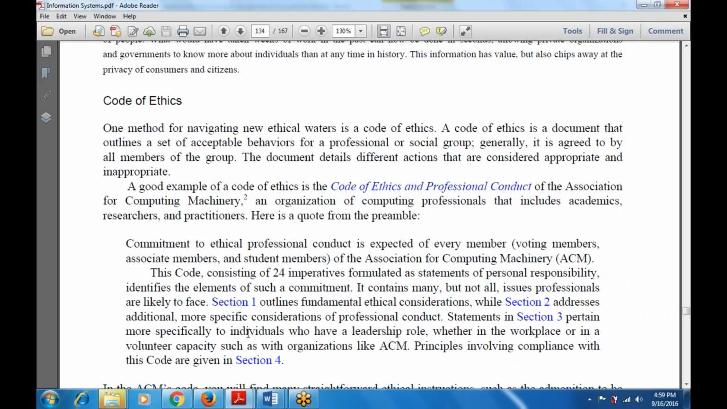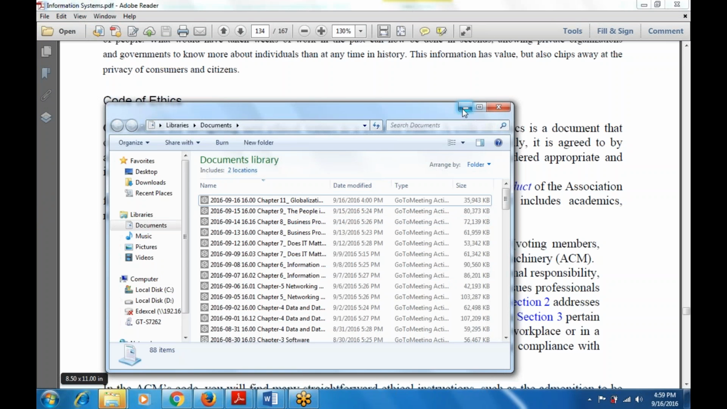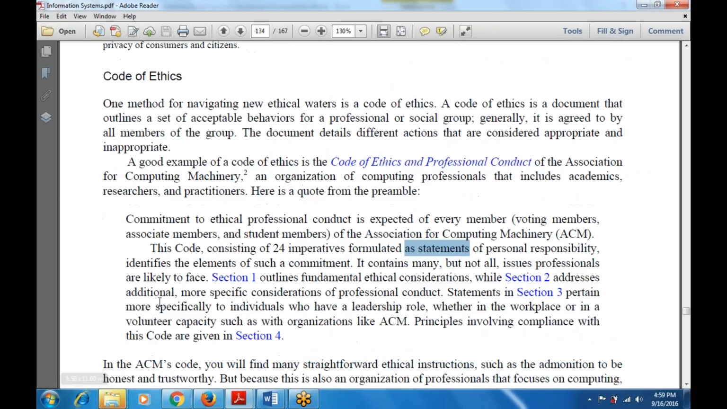This code consists of 24 imperatives formulated as statements of personal responsibility, relating to the technologies that are used. It contains many, but not all, of the issues that professionals are likely to face, and there are multiple sections.